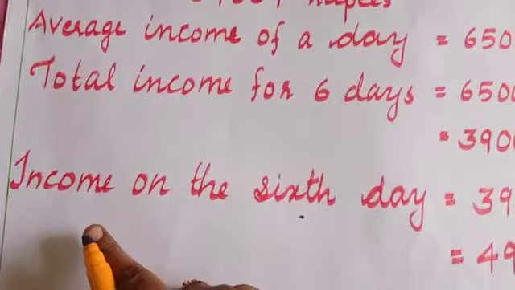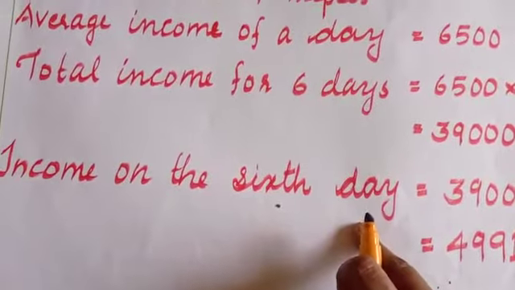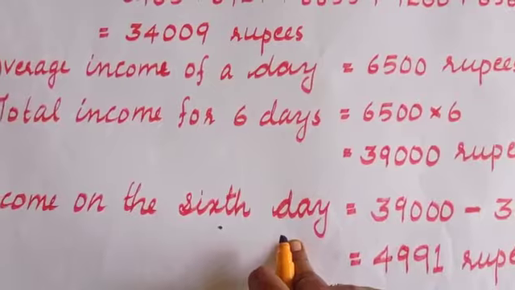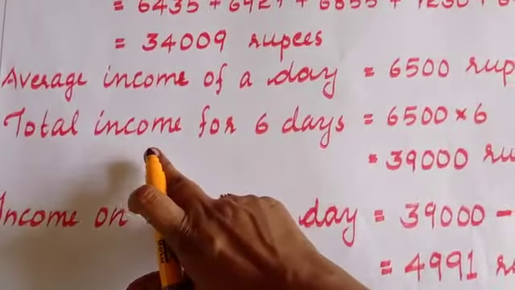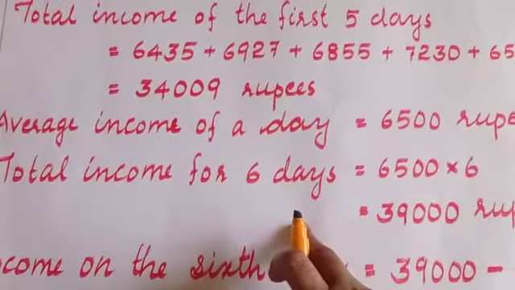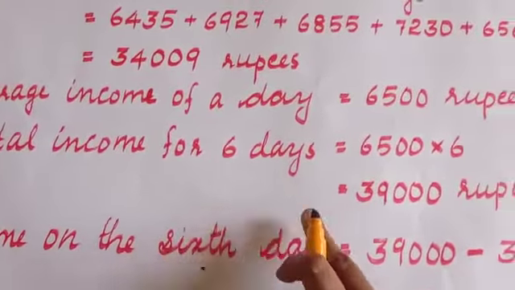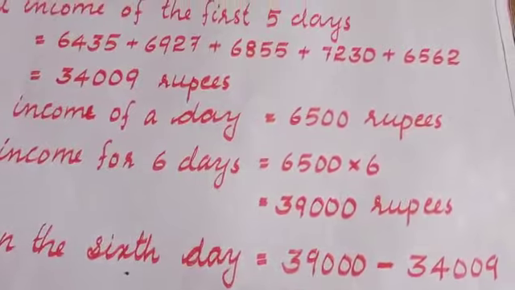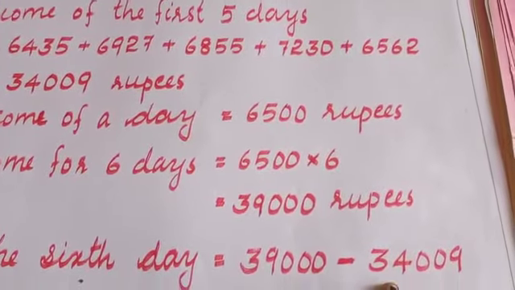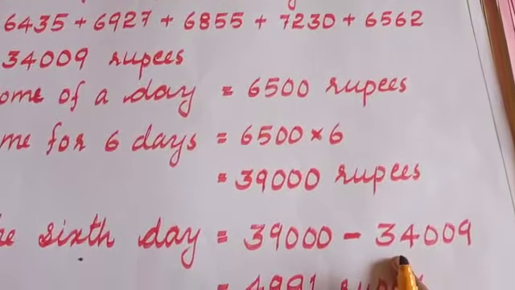Then we can calculate the income on the 6th day. Income on the 6th day can be calculated by subtracting the total income of the first 5 days from the total income for 6 days. That is, total income for 6 days is 39,000 and total income of the first 5 days is 34,009.